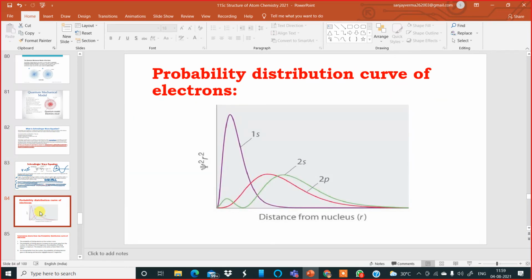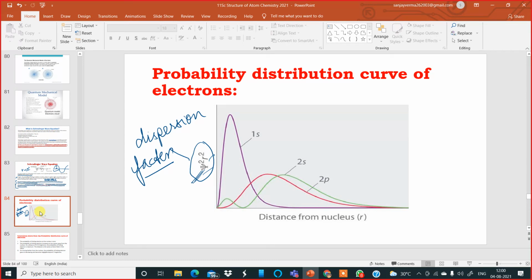Now in the next slide, there is a plot, a graphical representation, of the dispersion factor from the Schrodinger equation: psi square r square. We know psi square helps us identify the probable location of the electron, and r is the radius, the distance from the center of the nucleus to the electron. So this is called the dispersion factor.